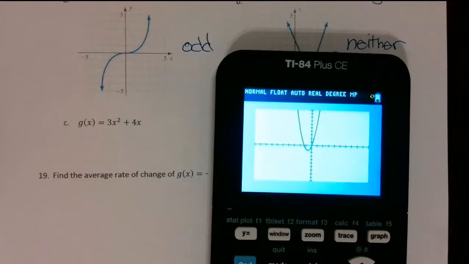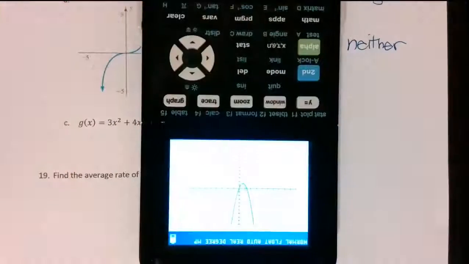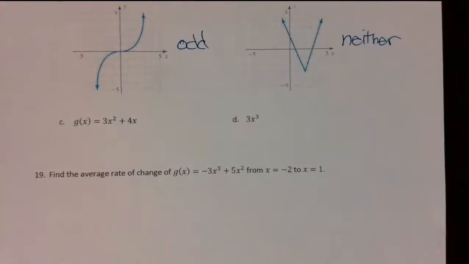Okay, so if I take a look at this graph, it's slightly off center. That means it's not going to fold over nicely on top of itself. And it's U-shaped, so when I flip it upside down, it doesn't look the same. This one is also neither.